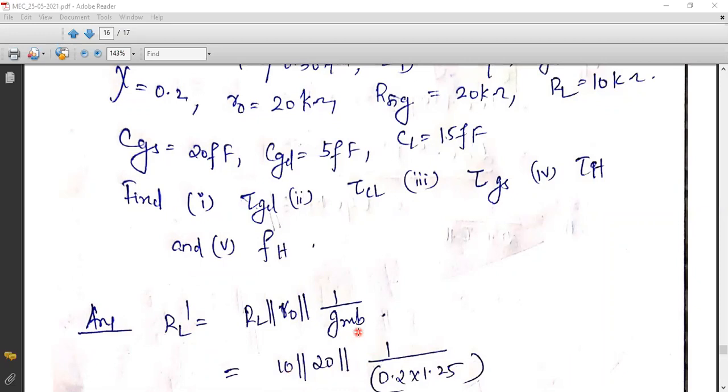What is GMB? Yes, what is the expression for GMB? What is the expression for GMB? In the last class also, we have done the same problem using GMB. How will it relate with the GM? Soumya?